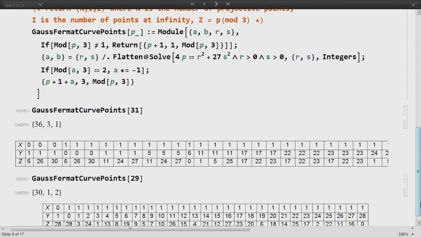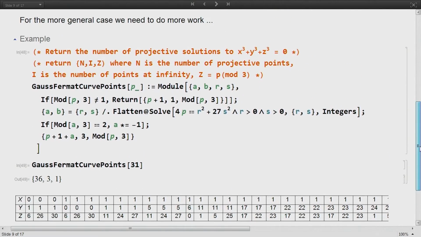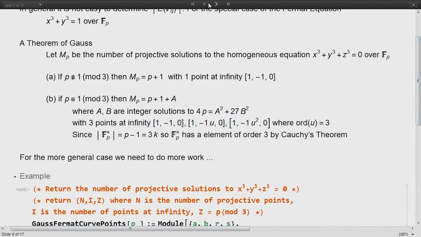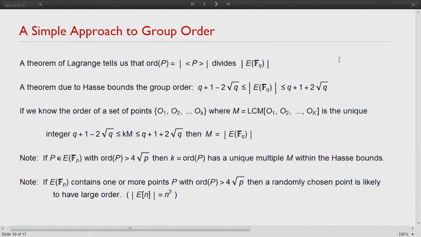Here's an example of this for the two cases. A curve of order 31, that's 31 is 1 mod p, so we get some extra points on that curve. But the nice thing is it's a direct formula for the number of points without actually doing extra work. It's straightforward. In the more general case, it's a lot harder.